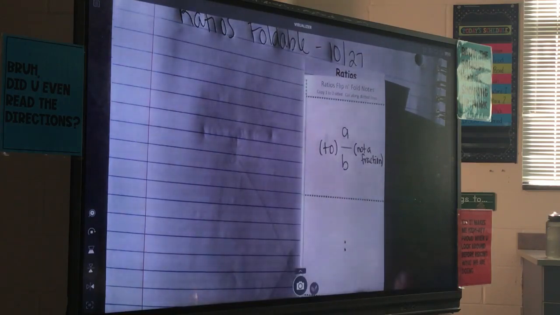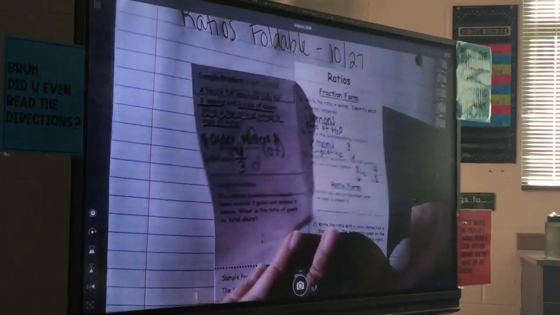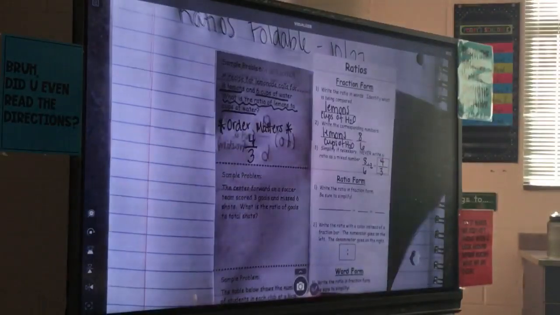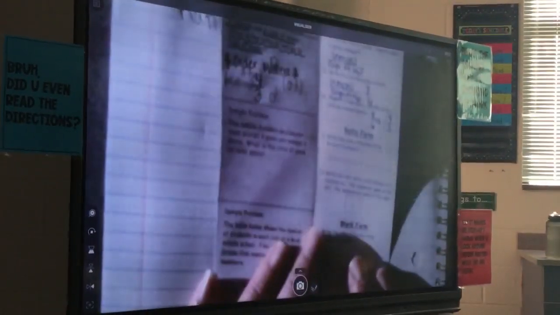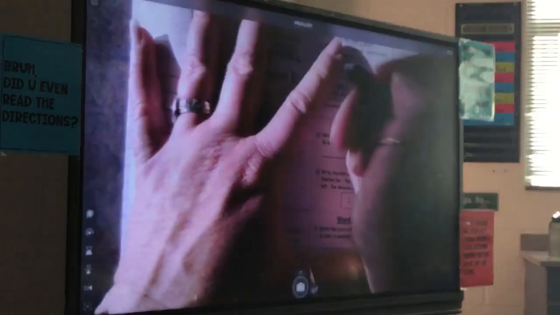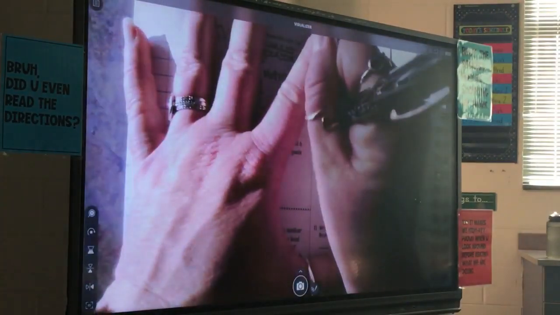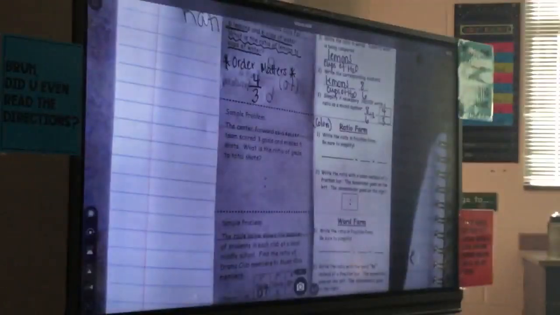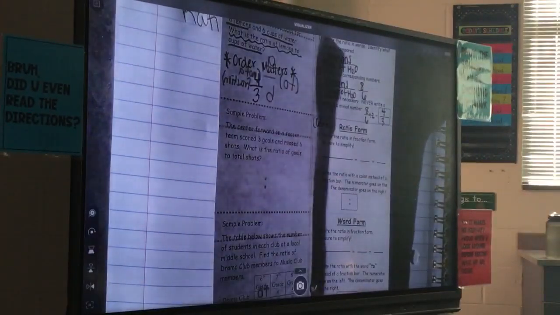All right, going to the next one. So the next one is ratio form. We also call this colon form because you use a colon to essentially separate the two numbers.